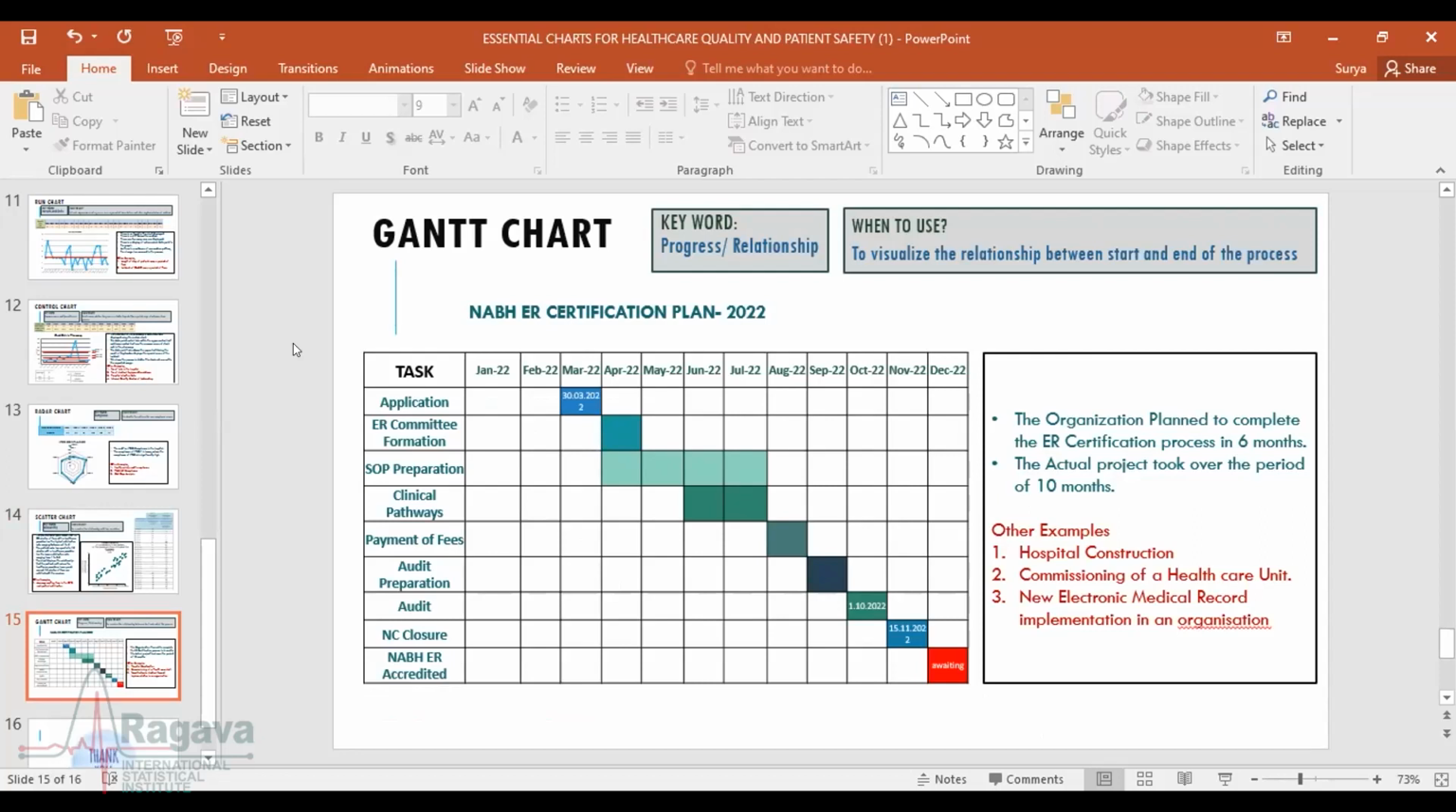So these are all the different types of charts we are using in our day-to-day life for our quality data collection. So, any questions?